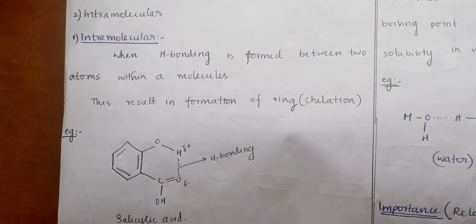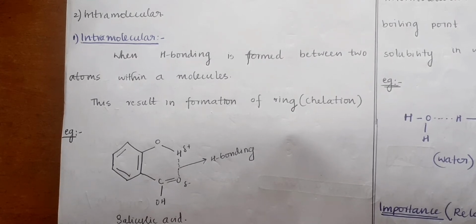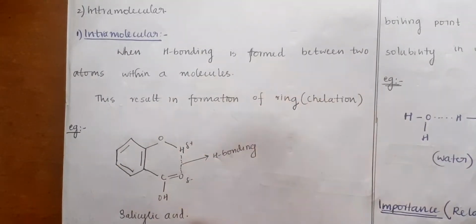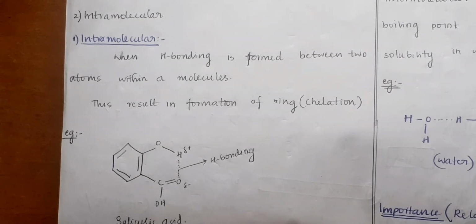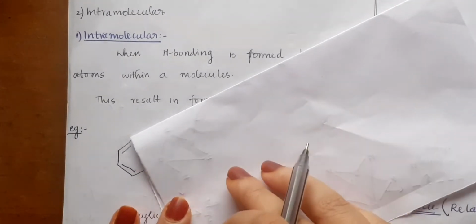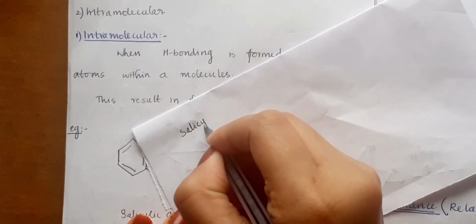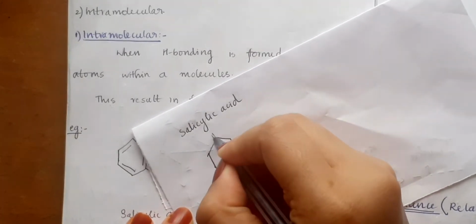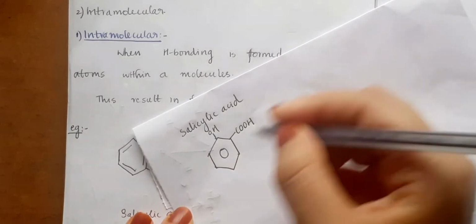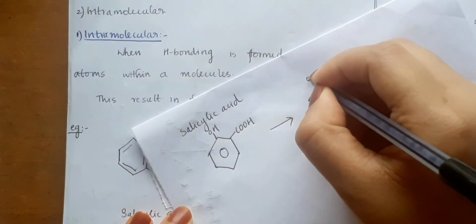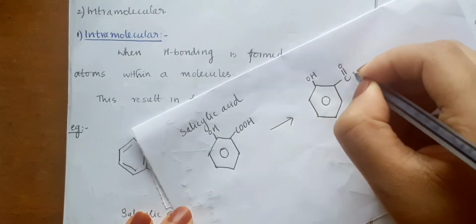Hydrogen bonding is divided into two types: intermolecular hydrogen bonding and intramolecular hydrogen bonding. So what is intramolecular hydrogen bonding? When hydrogen bonding is formed between two atoms within the same molecule, that is called intramolecular hydrogen bonding. See the example of intramolecular hydrogen bonding. We have learned a compound named salicylic acid, right? It contains a phenol group and COOH. Let us rearrange it. It forms something like this: benzene ring, OH group, and C double bond OH.